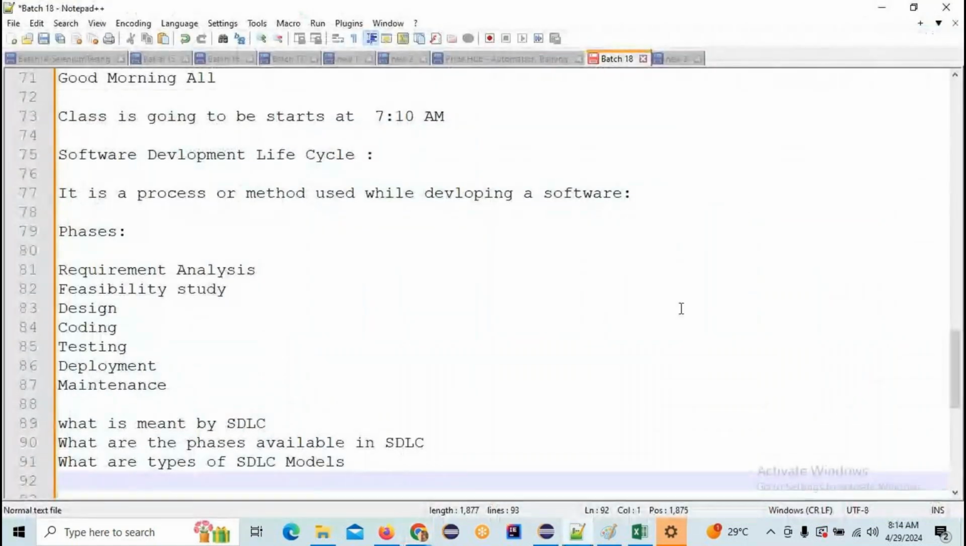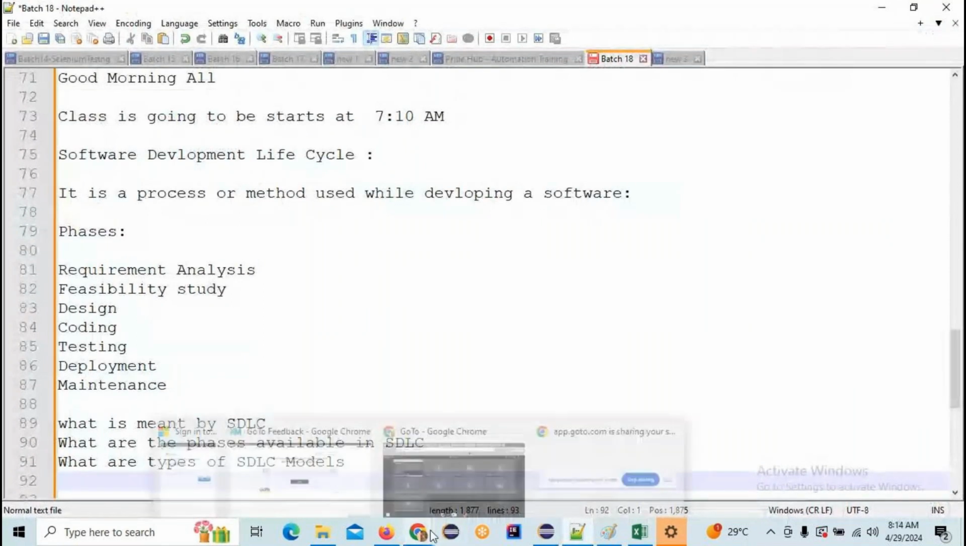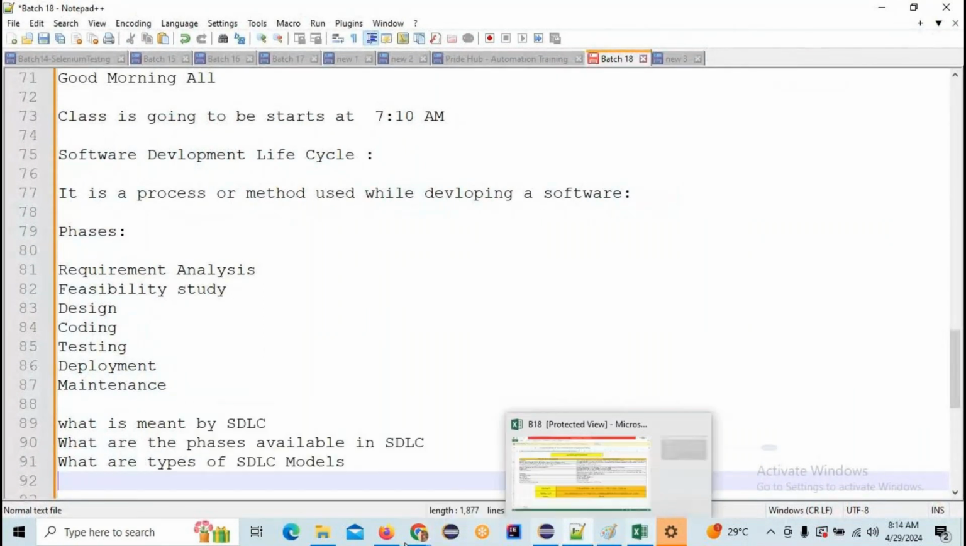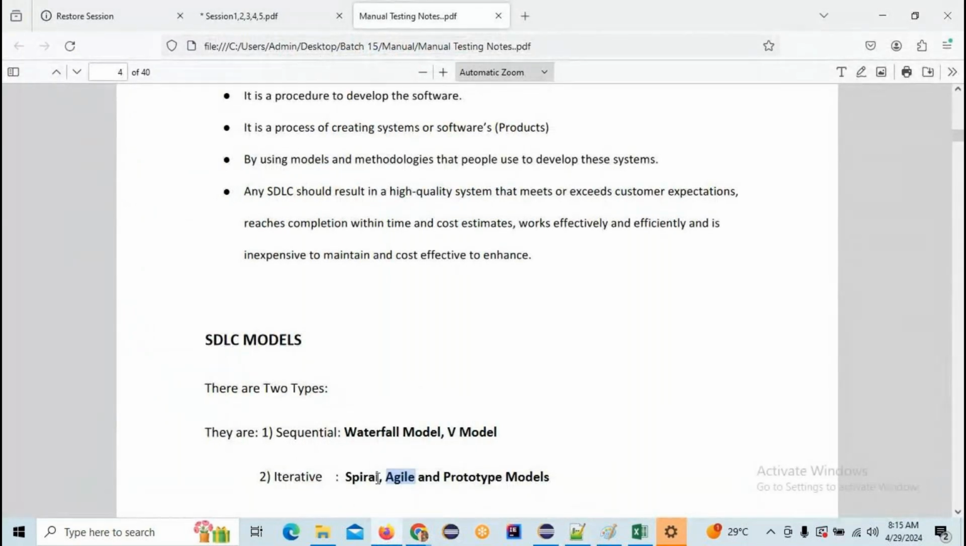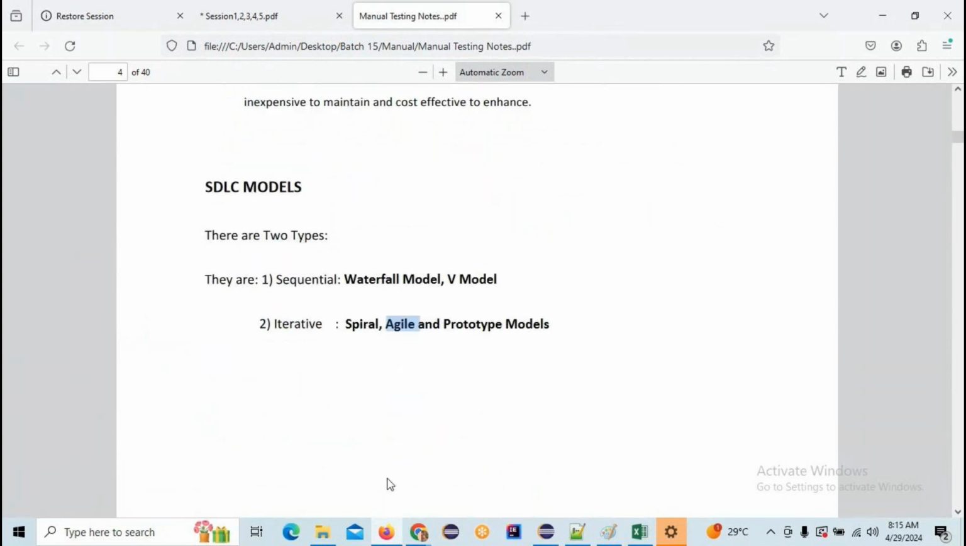Okay, cool. So our next one is, let's see the models one by one. So let me open it. Here we can see two sequential models and three iterative models, right? I'm going to explain the waterfall model, V model, spiral model, and agile model, four models. The prototype model is not required. I will explain two models in sequential and two in iterative, but only the agile model is important in the current era if you want to get into software companies as a tester.